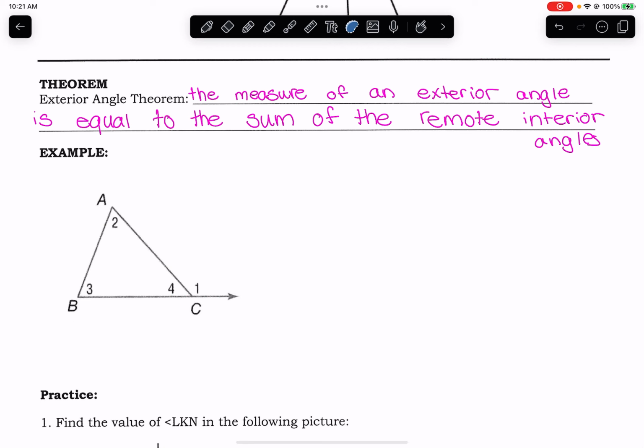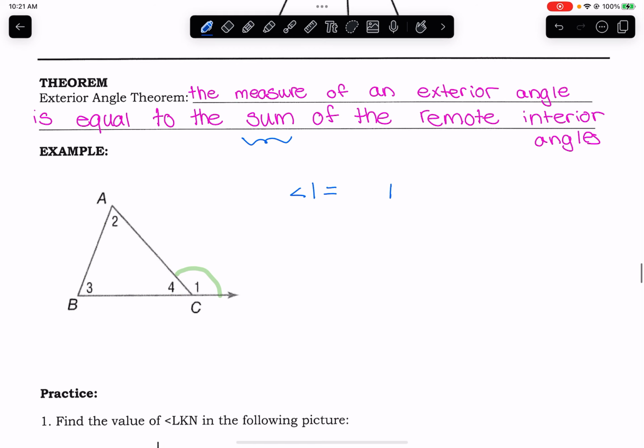remote interior angles. So if we look at the example below, our exterior angle is the angle that is outside of the triangle. The only angle that is outside of the triangle in this case is angle 1. So angle 1 is equal to the sum. Sum tells us that we're going to be adding two things of the remote interior angles.